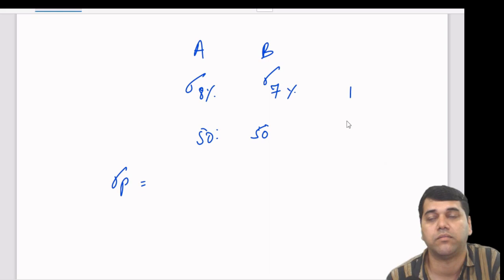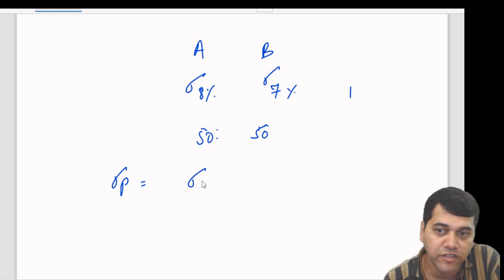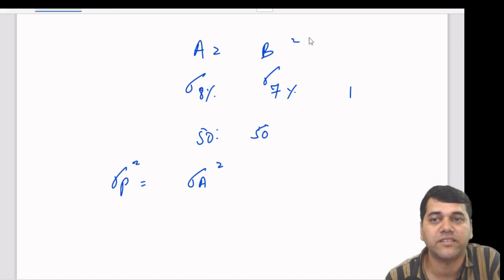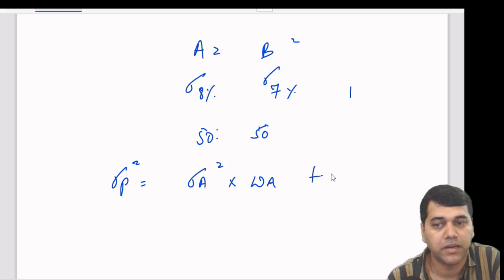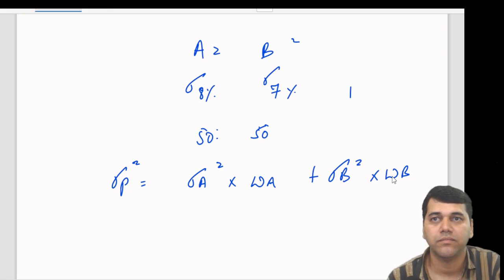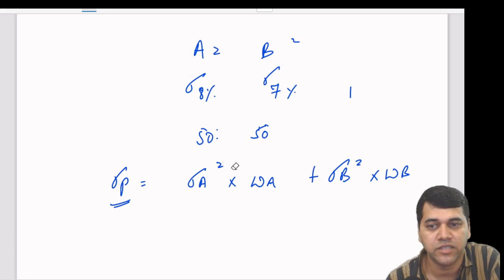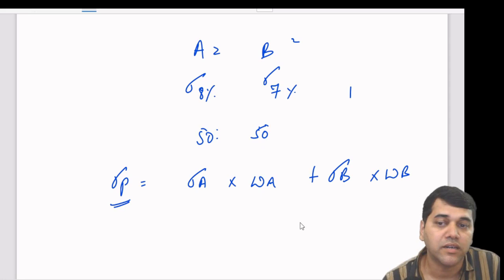Perfect positive. Then you say, sir, it is the standard deviation of A, because we are talking variance, right? Standard deviation of A square into weight of A plus standard deviation of B square into weight of B. Simple. Wait, where? I should not square it. Understand here. If I am looking at portfolio standard deviation, not variance, is this the equation for perfect positive correlation? This is possible only when the correlation is perfect positive.